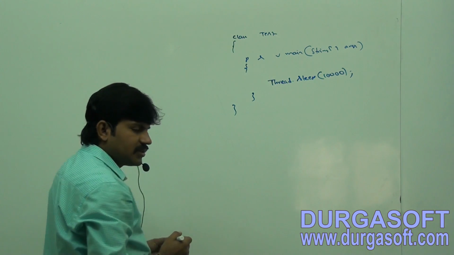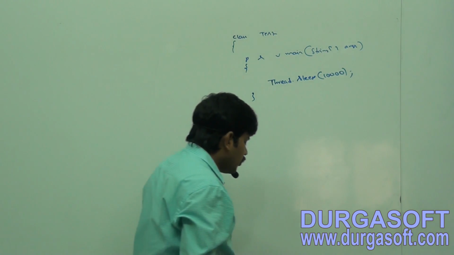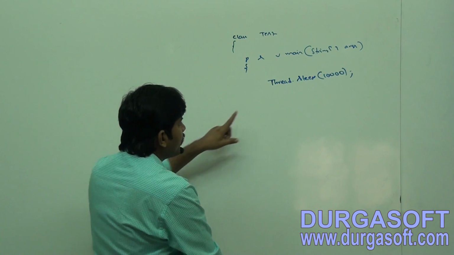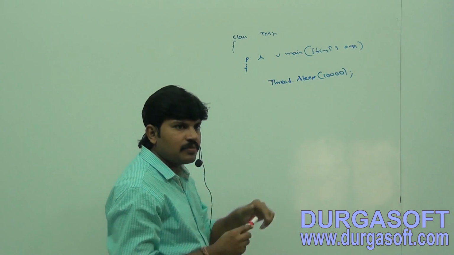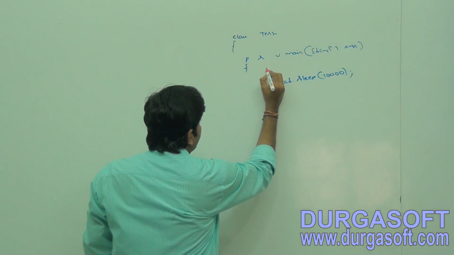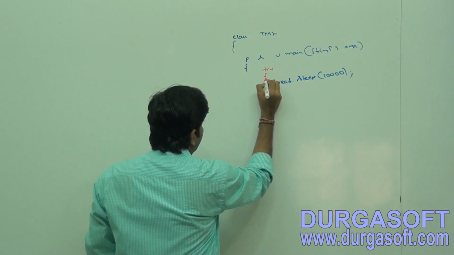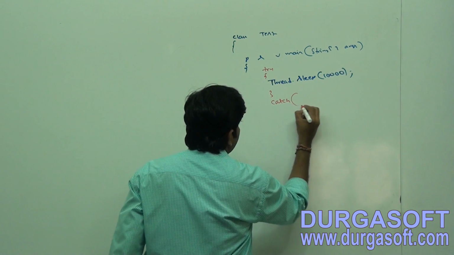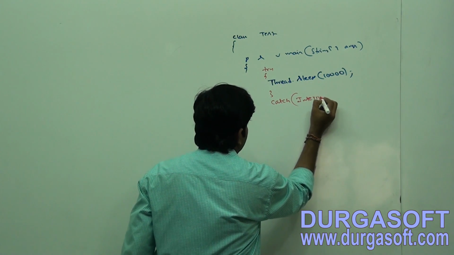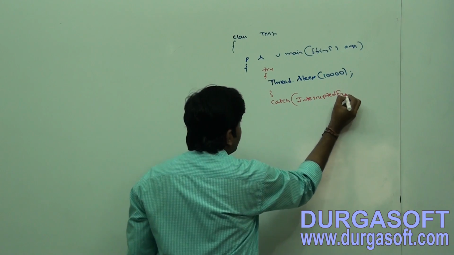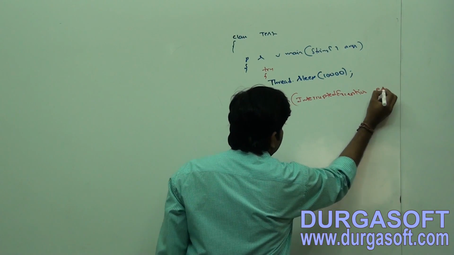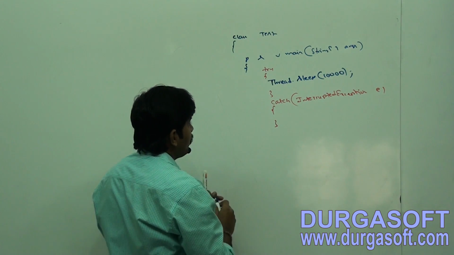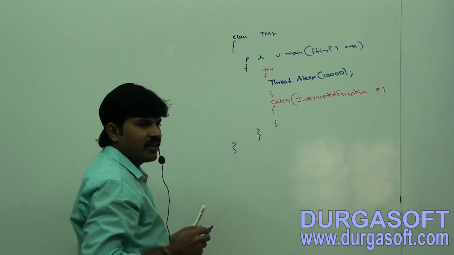Keep submitting. What I have to do here is, sir, because of sleep is the problem. That's why I'm taking try, and then catch InterruptedException e, at the end of the main method, at the end of the class.